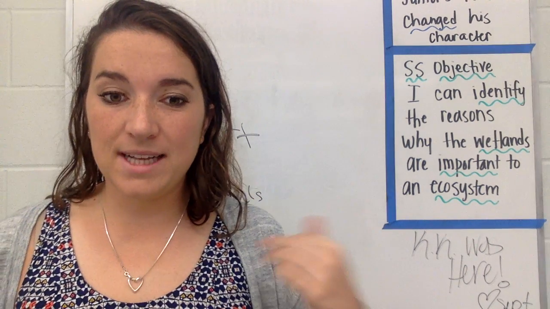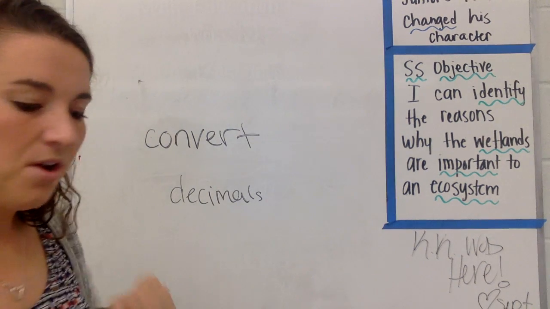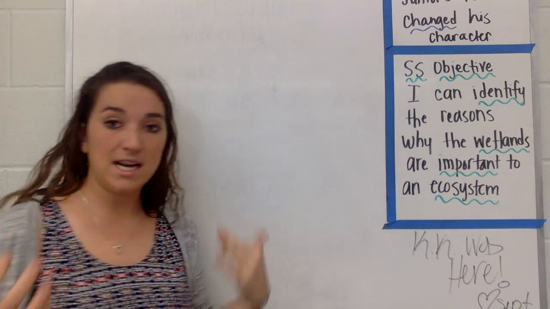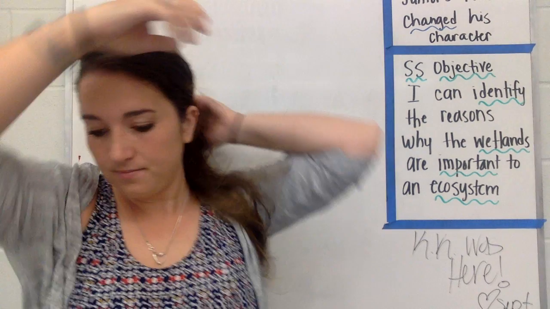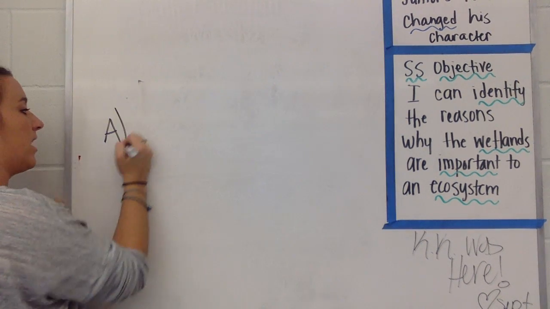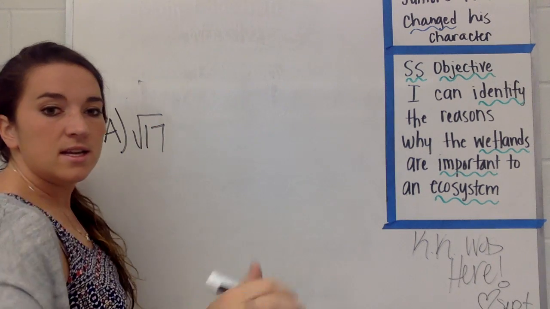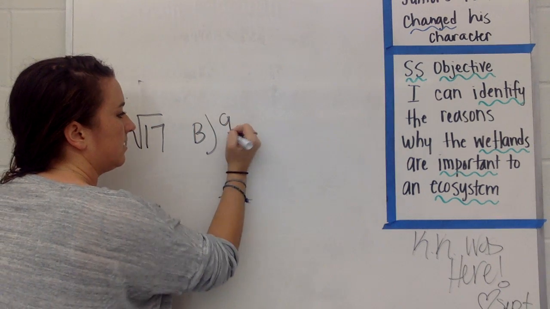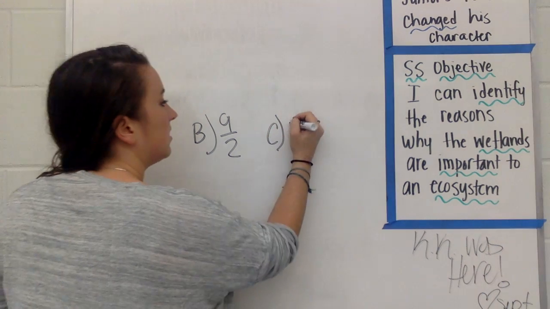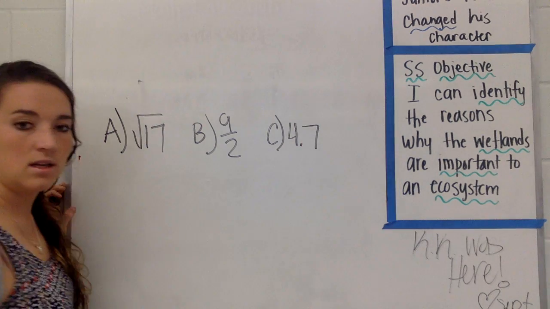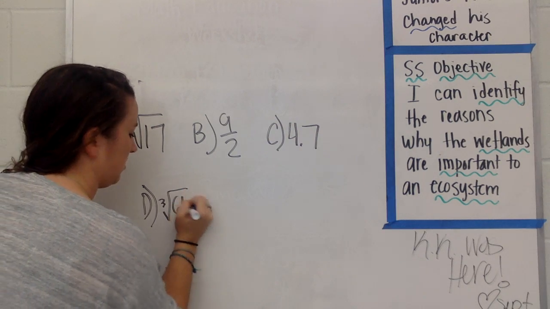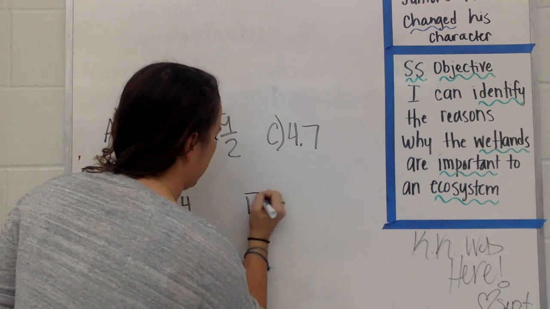All right, so let's give this a try. We're trying to order them, and so the first thing that we have to do is convert them to decimals so that we can order them. We are going to use our calculator to help us with this. So the numbers that we are ordering are the square root of 17, 9 halves, 4.7, d the cube root of 64, and e the square root of 26.